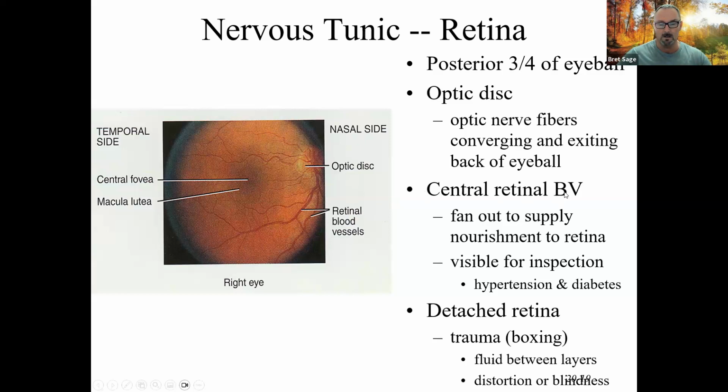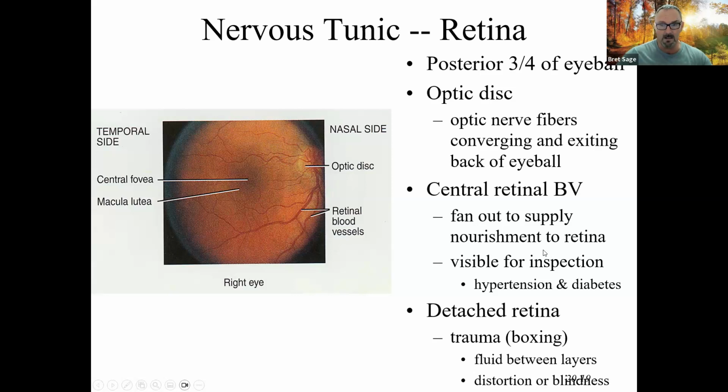Okay, the central retinal blood vessels, BVs here, they fan out to supply nourishment to the retina. The retina is nerve cells and sensory cells that require a lot of oxygen and nutrients. And it's visible for inspection, checking for things like hypertension and diabetes. One of the things that you can see when looking at these blood vessels is the pattern.